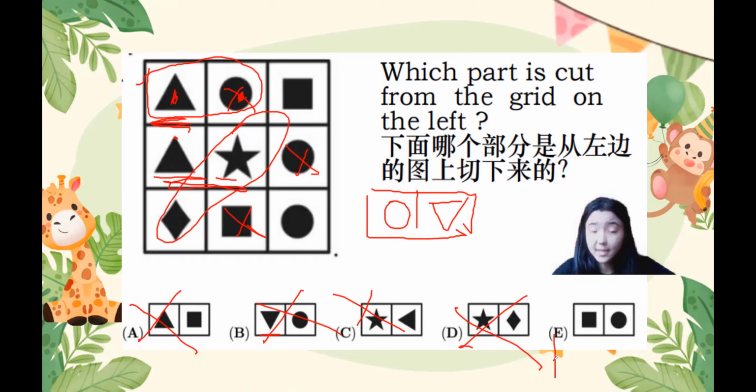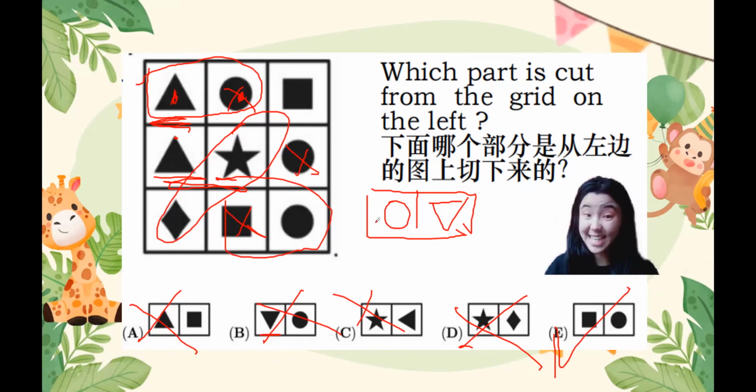So before we choose E, let's observe if we can actually find this part in the grid. A square and a circle. Yeah, this is a square, this is a circle. Successfully, it's on the right down corner of this grid. So yeah, let's choose E. Okay, it's very easy. 2 questions.